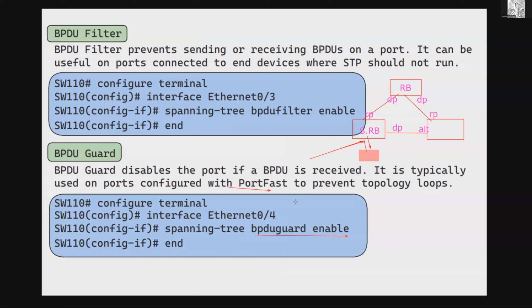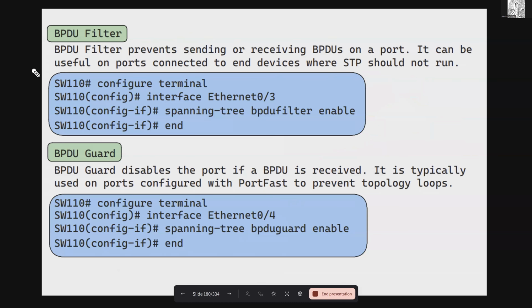Protect from the BPDUs. Now we have one more feature, BPDU filter. BPDU filter simply prevents sending or receiving BPDUs on a port. It can be useful on ports connected to end devices with DHCP. BPDU filter is also the same thing. You enable it on those interfaces where you assume that they should not take part in the STP election.